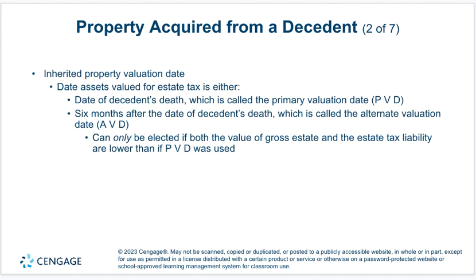So as far as the valuation date goes, the date assets are valued for estate tax is either the date of the descendant's death, which is the primary valuation date, or 6 months after the date of the descendant's death, which is called the alternative valuation date. And that can only be elected if both the value of the gross estate and the estate tax liability are lower than if the PVD, or the primary valuation date, would have been used. So if that's the case, then the executor can elect to choose that alternative date.